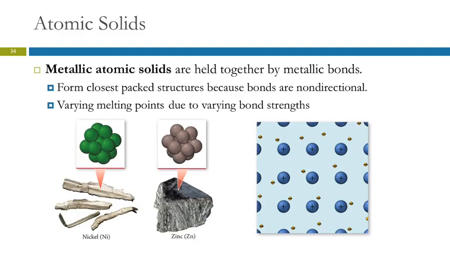Metallic solids are held together by metallic bonds. And we talked about this, the electron sea model, where the metal atom sends out one or more of its electrons to be shared in this sea of electrons, and that's what holds them together. Metals have varying melting points. Some of them, like mercury, are liquids at room temperature. Most of them melt at higher temperatures, but it can vary.